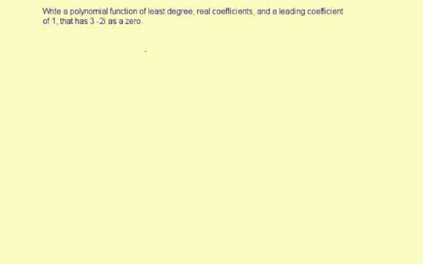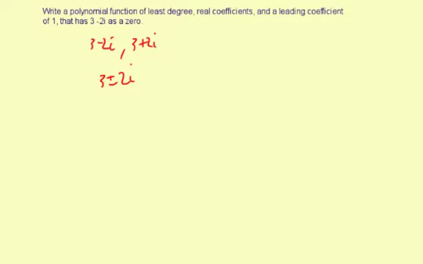Write a polynomial function of least degree, real coefficients, and a leading coefficient of 1 that has 3 minus 2i as a 0. Now if 3 minus 2i is a 0, the conjugate 3 plus 2i is a 0, and you could write it as 3 plus or minus 2i.